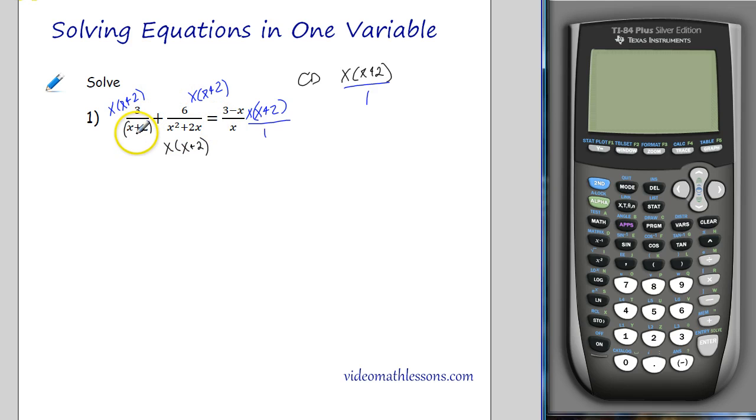And what we're going to do is cancel. So this x plus 2 cancels x plus 2. And I'm going to clean this up as I go. So what's left here is 3x. Both of these cancel, x plus 2. So what's left there is 6. So this will be plus 6. And on this one, the x's cancel. And so I got that. Oh, be careful. I'll put parentheses around this. So it's 3 minus x times x plus 2.